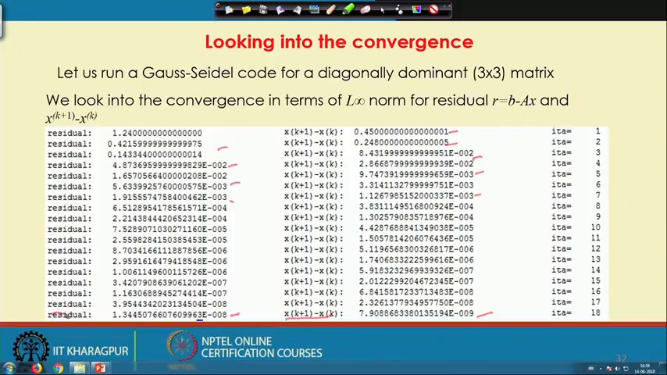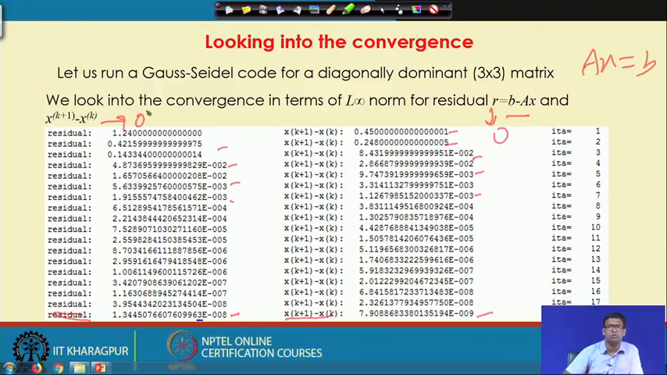The difference b minus Ax, which should actually be 0, is also practically 0, because we are solving Ax equal to b. So, this should come to 0, as well as the other one, for convergence and accuracy. As the solution becomes accurate, the difference goes to 0.